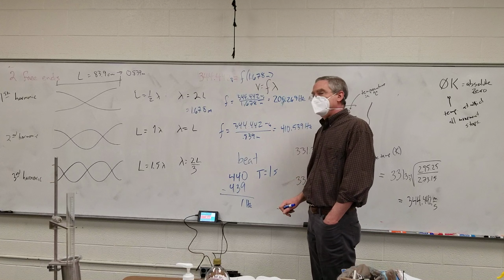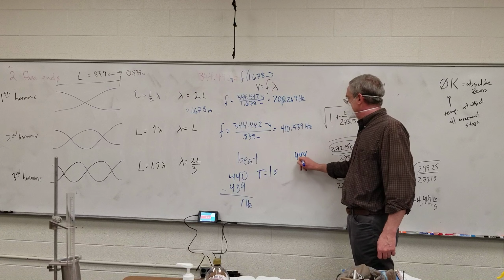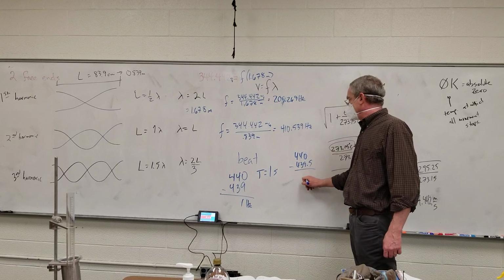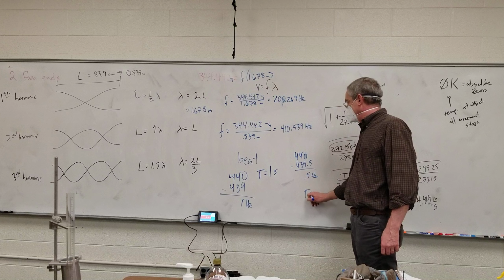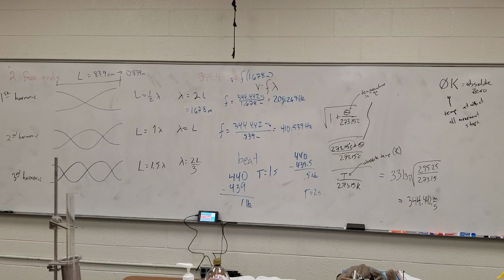If I played 440 and 439.5, my beat frequency is 0.5 hertz. My period would be 2 seconds. Let's see how well that works out. Okay, let's see, 440, and I need to stop this one. All right, so 439.5 and 440 at the same time. 1001, 1002, 1001, 1002.